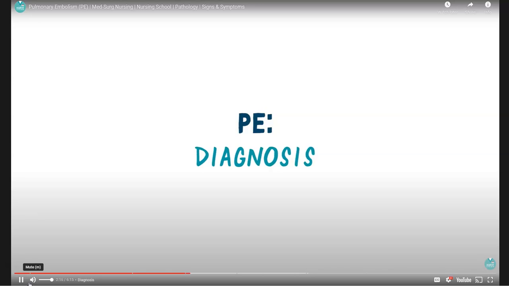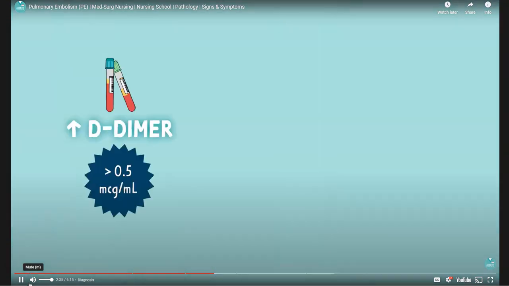Diagnosing a PE is very similar to diagnosing a DVT. Remember, both these sit under the VTE umbrella. So a D-dimer lab test will likely be ordered to check for that protein fragment which is sitting in the blood, telling us a clot is somewhere to be found. An elevated level, or a level greater than 0.5, should raise a red flag.